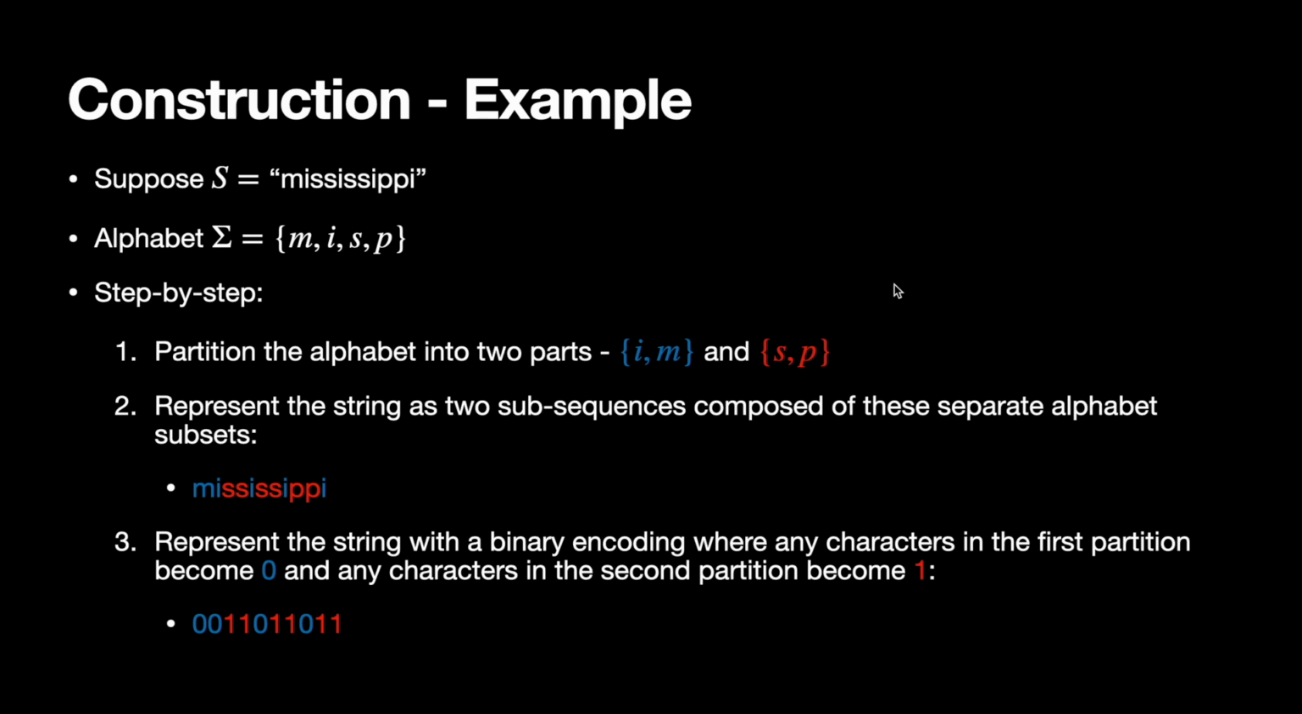Next, we're going to represent the string with a binary encoding. We're going to take that string and turn it into a bit vector where any characters in the first partition, IM, become 0, and any characters in the second partition, SP, become 1. Again, I'm using the color coding here for clarity, but you can see that all of the M's and the I's became 0s, and all of the S's and the P's became 1s. So the string, which started as Mississippi, now becomes 0, 0, 1, 1, 0, 1, 1, 0, 1, 1.